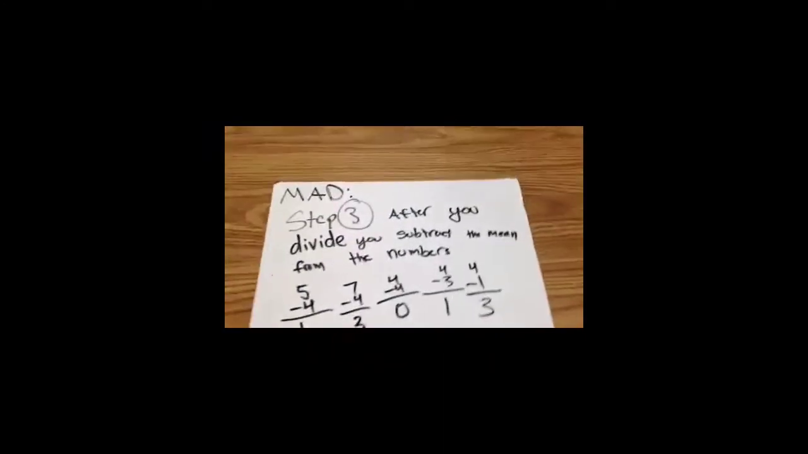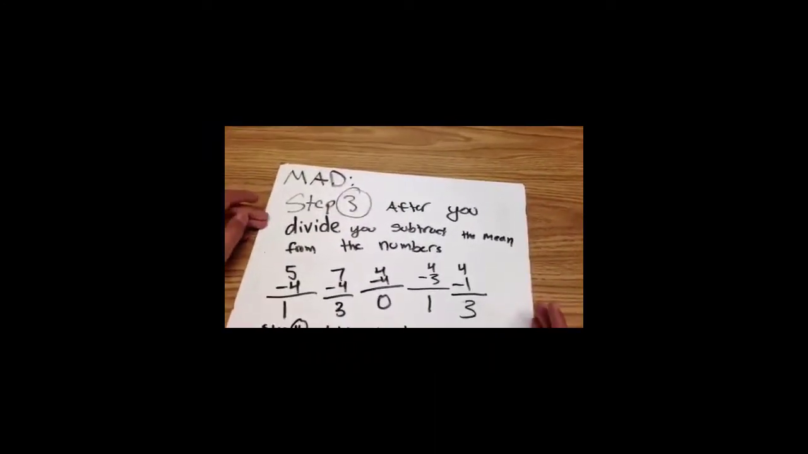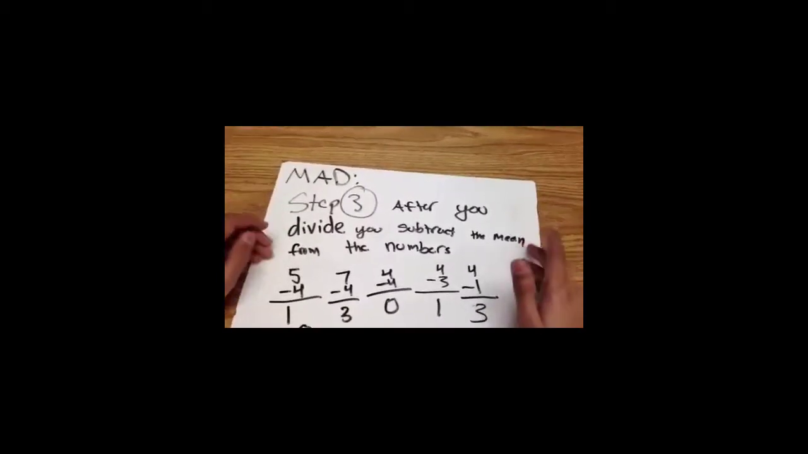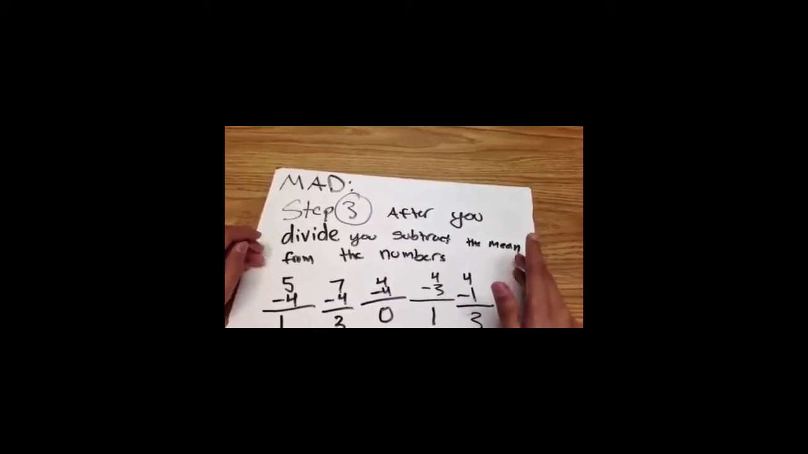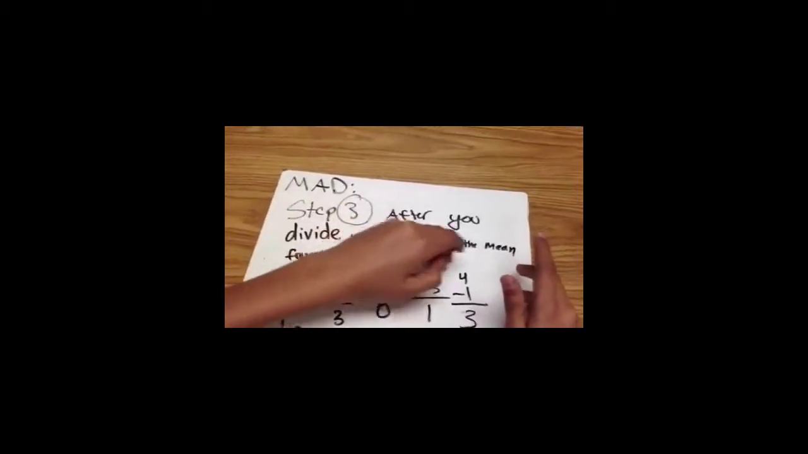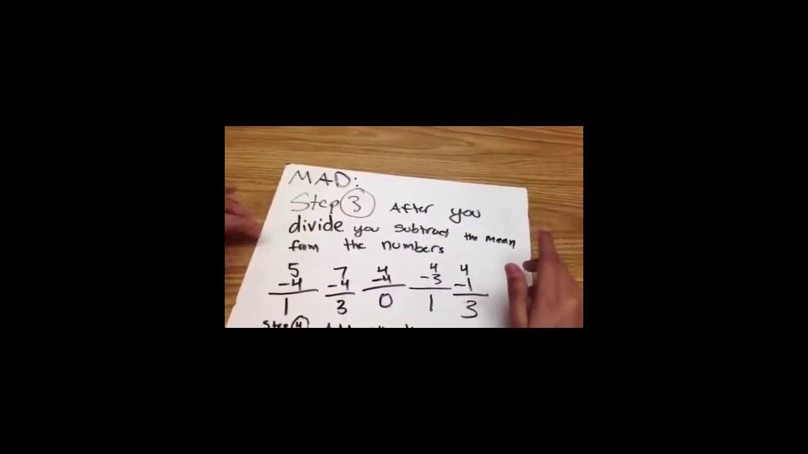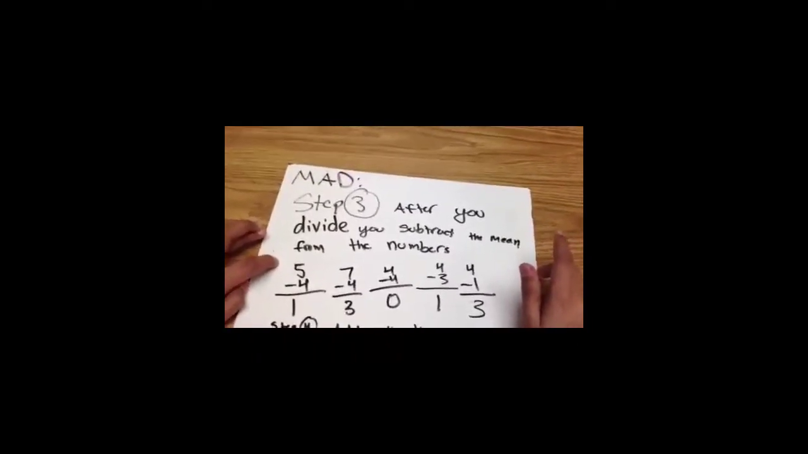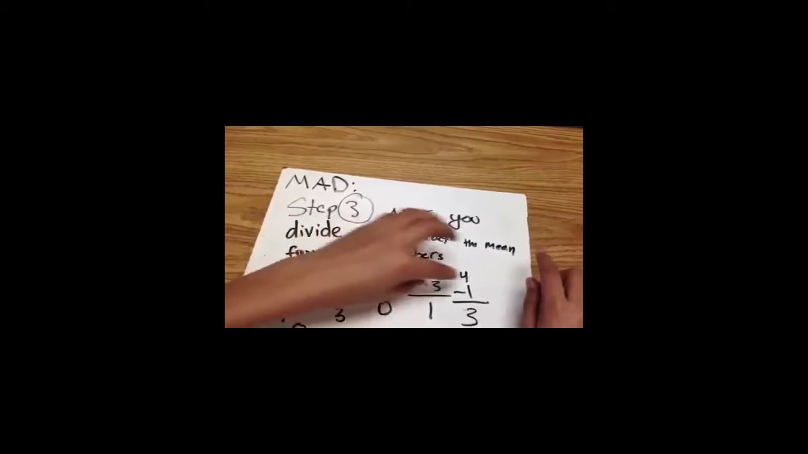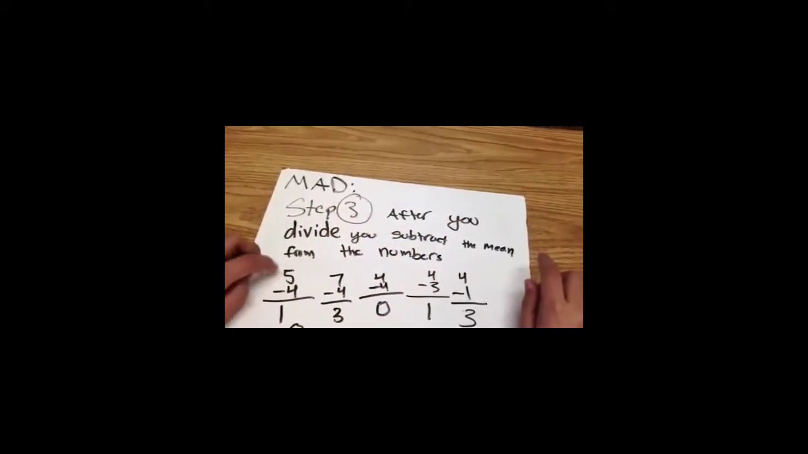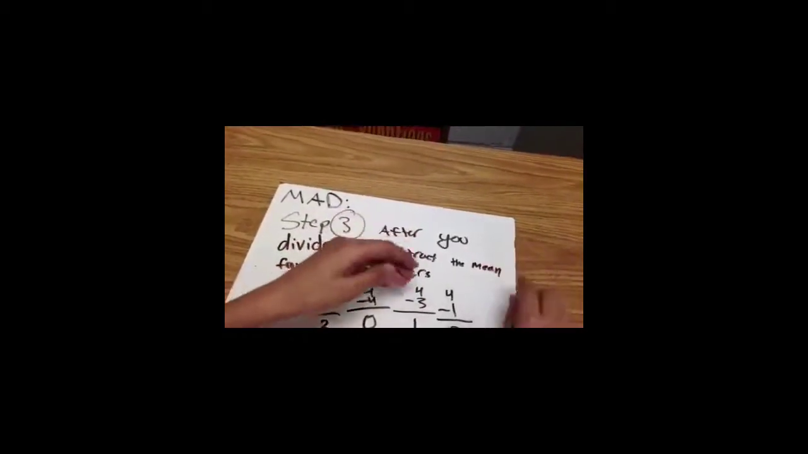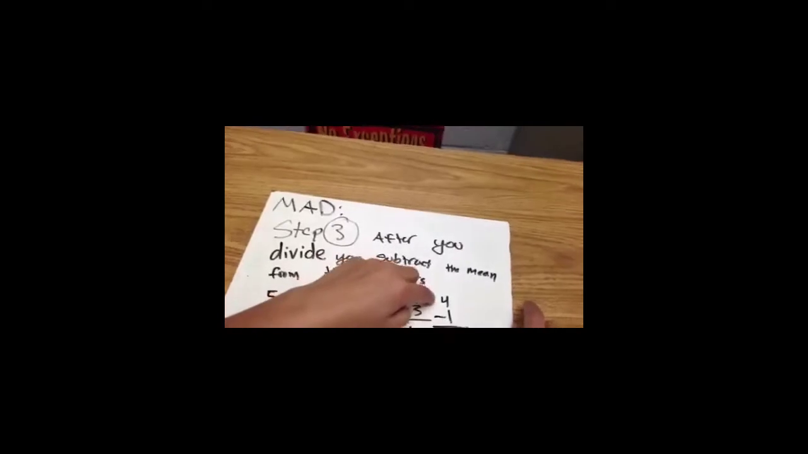Now, step 3 would be after you divide, you take the quotient, the mean, and you subtract it from the data set numbers. So if the data set numbers are higher than the mean, then you subtract the mean from the data set numbers. So for most of these, the data set numbers come first. So like 5 minus 4, 7 minus 4, 4 minus 4. And then if the mean's higher, then you would go 4 minus 3, 4 minus 1.